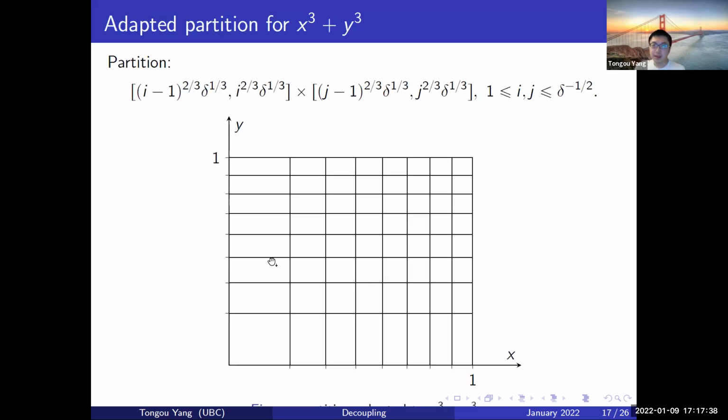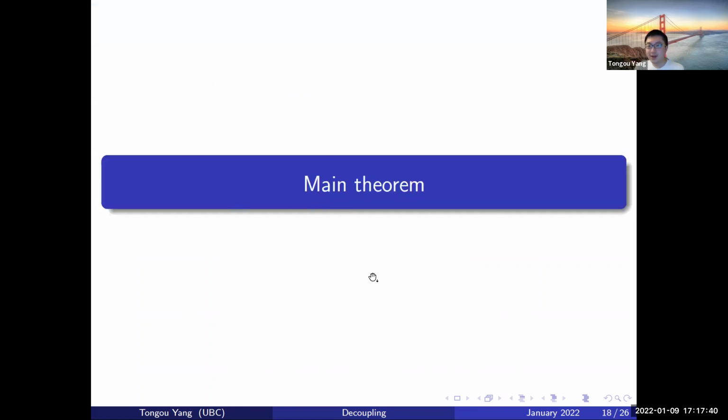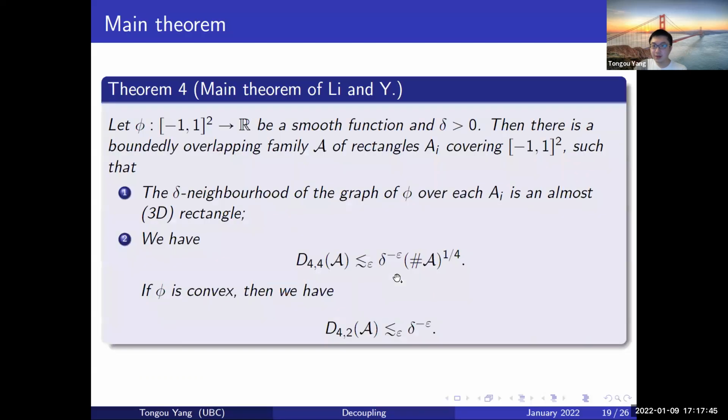Okay, so finally, we can state our main theorem, which is the theorem about the decoupling for smooth surfaces. This is the main theorem that we obtained. Let phi, defined from the unit square to R, be a smooth function, and let delta be positive. Then, roughly speaking, there is a boundedly overlapping family. For this moment, we can roughly think of it as a partition. So there's a partition A of rectangles covering the unit square, so that the following holds.